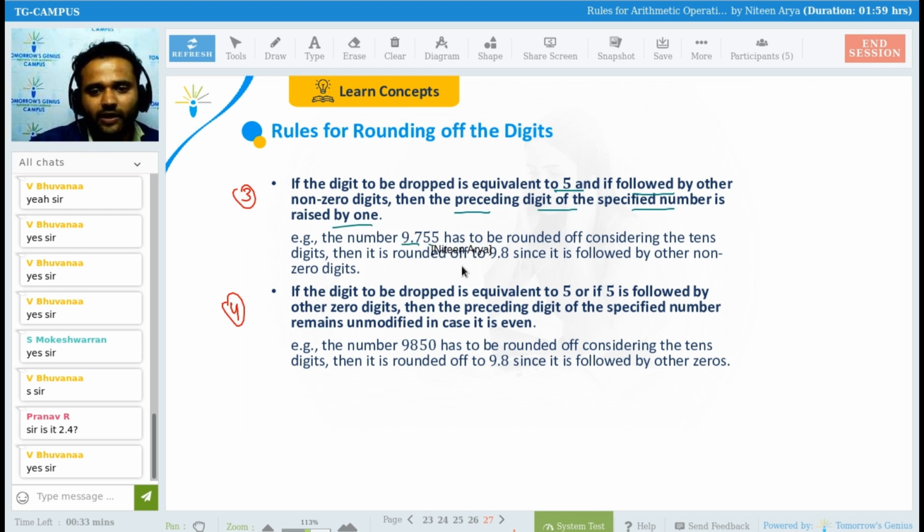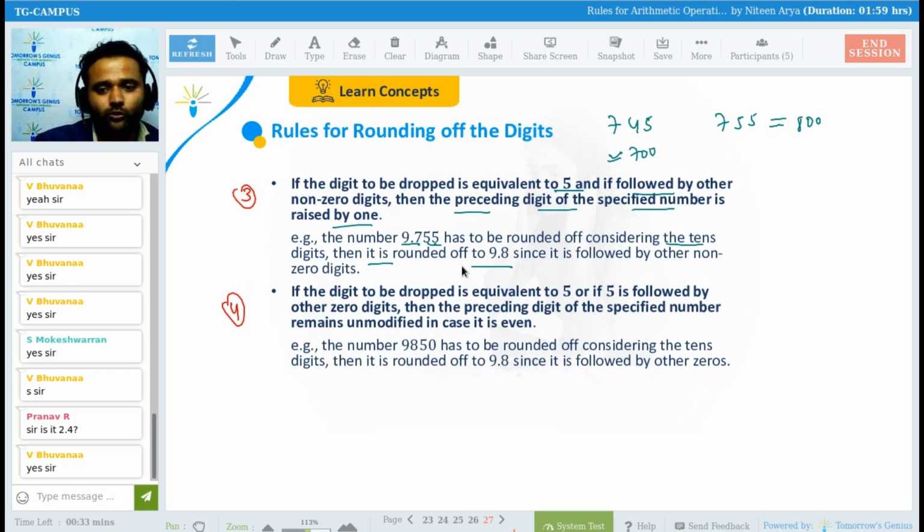For example, 7.555. So obviously it is 5, it is 5, so that is going to be 7.56. Or 7.8 has to be rounded off, considering the tens digit, then it is rounded off to 9.8, since 7.55 is more closer to 80, or you can say 800. 755 is more closer to 800. If it is 745, it is more closer to 700. So that is the analogy, that is the sense.